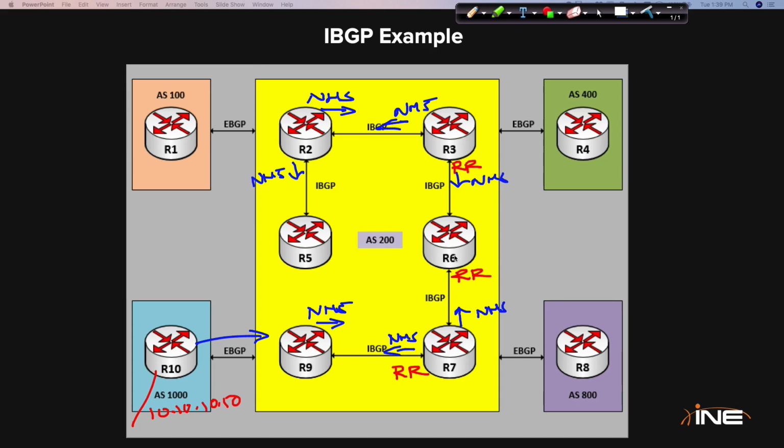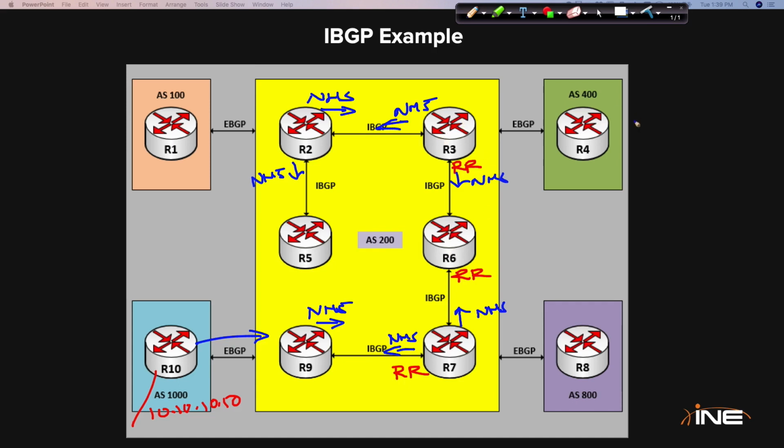The reason is, the rule for route reflector says, if you have received the route from your client, so R7 has received the route from his client R9, if you receive the route from your client, you can give the route to anyone, to even your non-client, which is R6. So he gives the route to R6. Now R6 has learned the route from his client, he can again give it to R3.